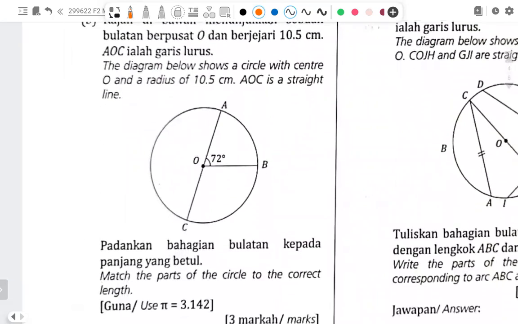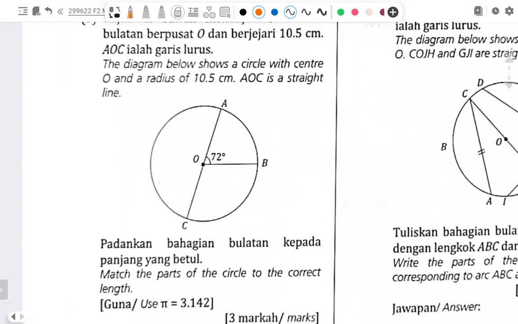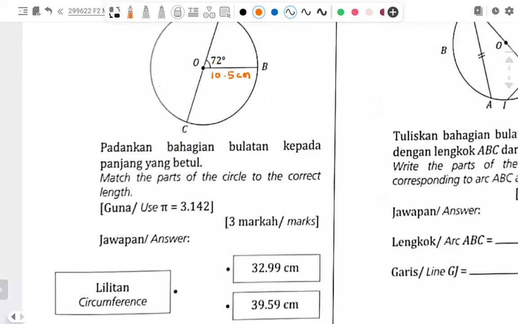Okay, let's continue with the second one. You see, there's a circle with center O and a radius of 10.5 cm. When you have a question like this, always label first whichever is not in the diagram. So AOC is a straight line, so this AOC is also a diameter. Match the parts of the circle to the correct length.